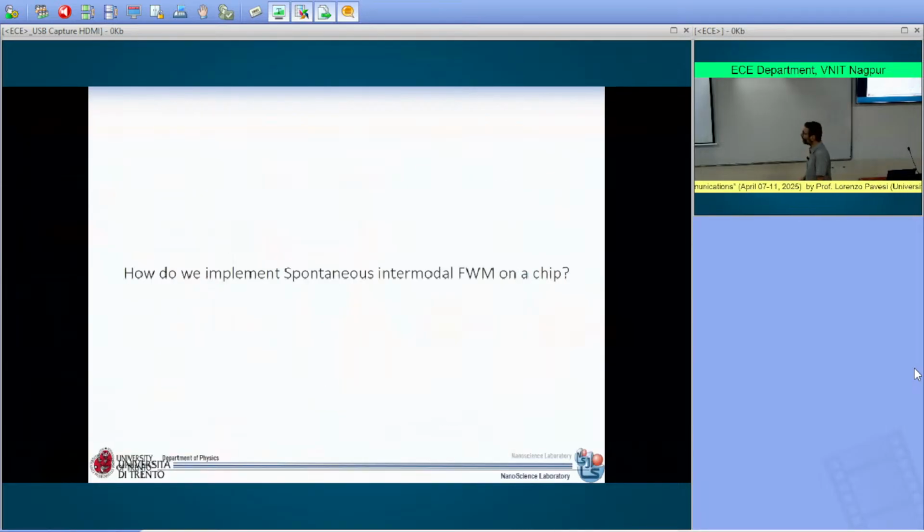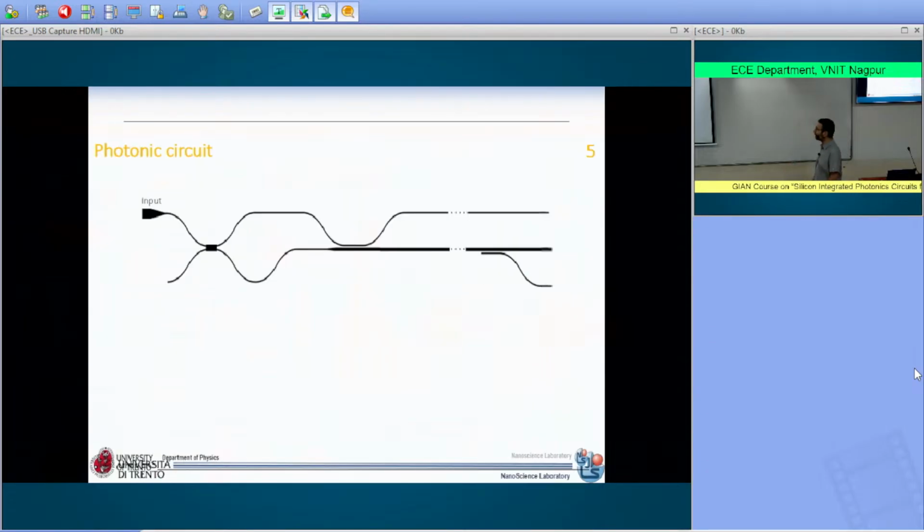So let us see how we can implement this process in an integrated photonic circuit. Here the issue is, how can we excite, how can we select the specific mode inside our waveguide? So this is the circuit that we have fabricated in order to generate entangled photon pairs. This is a circuit that allows us to have a heralded single photon source of ultra-pure photons.